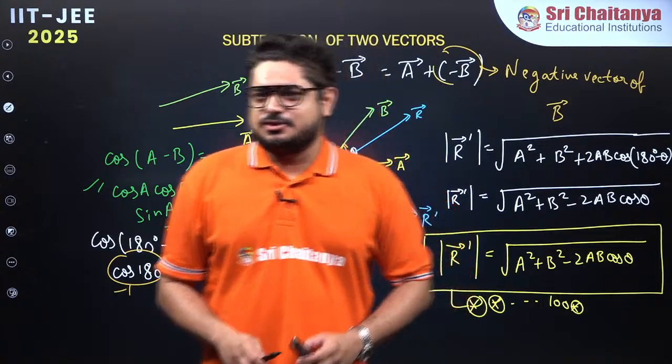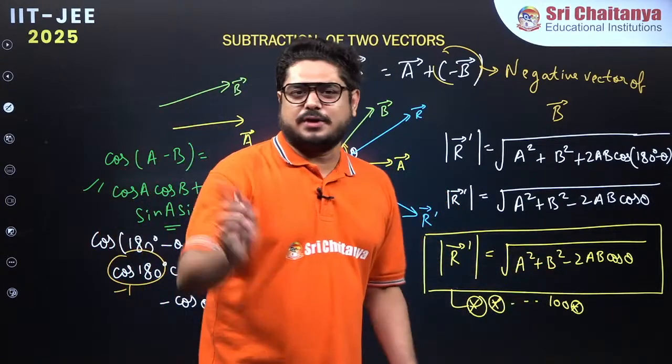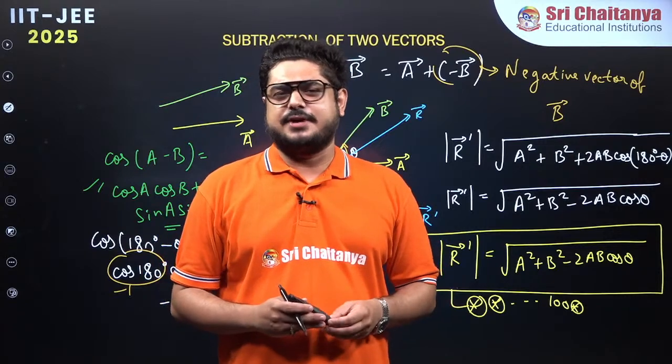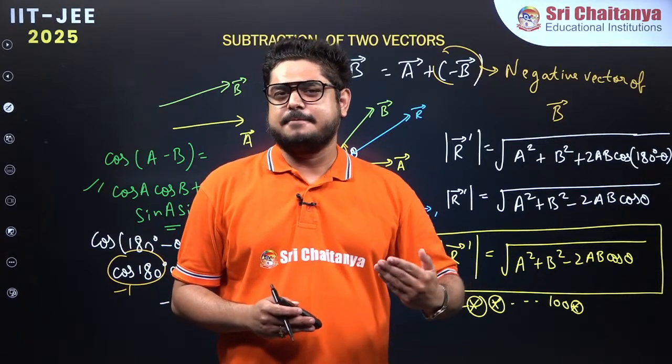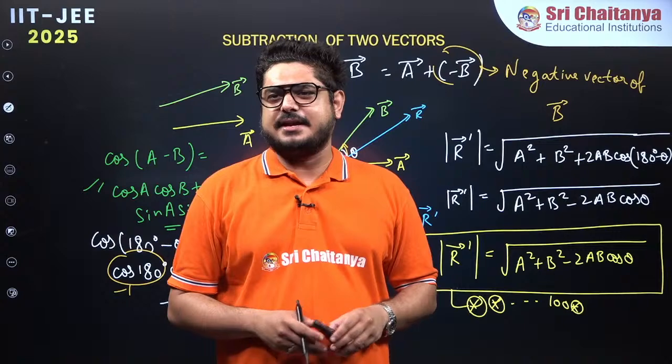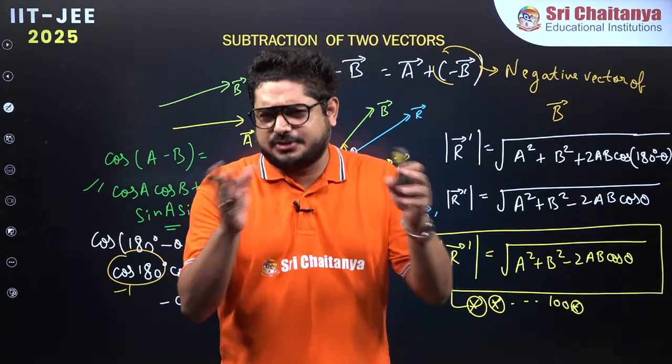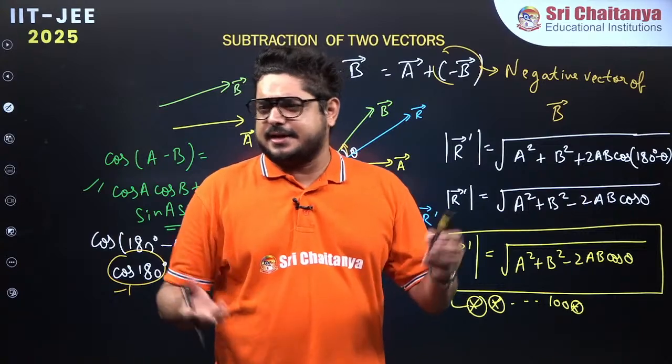Okay, great. So now this is what the difference is. While we were adding two vectors, we had a plus b equivalent to a square plus b square plus 2ab cos theta. Over here we are having a square plus b square minus 2ab cosine theta. That's the only difference between these two, nothing else apart from it.